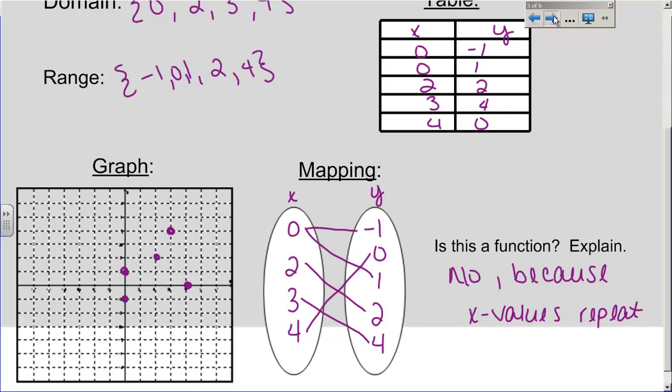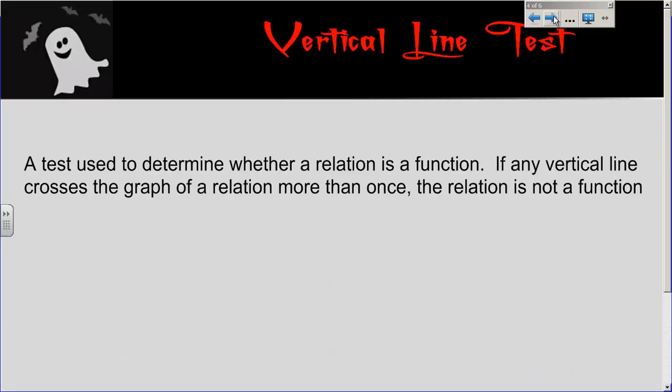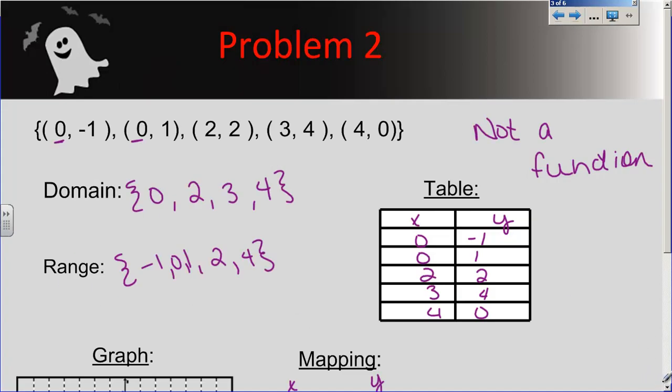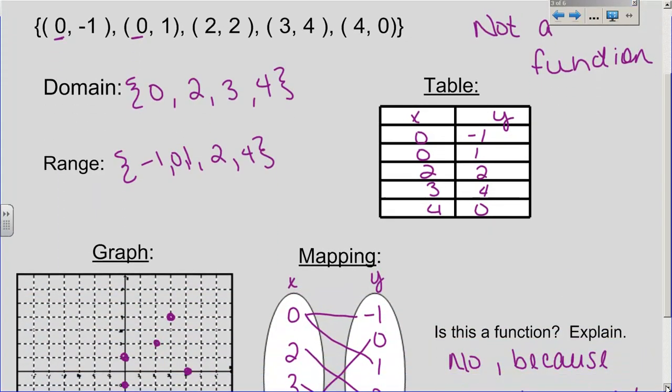So now let's look at something called the vertical line test. The vertical line test is really, really important. It's very, very easy. It is something that is so easy that people try to make it really difficult. The vertical line test is nothing more than a test that is used to determine whether or not a relation is a function. If any vertical line crosses the graph of a relation more than once, then the relation is not a function. For example, this graph that we just did right here was not a function.